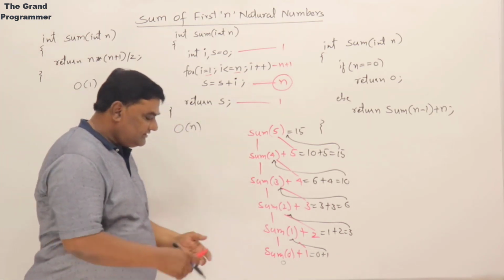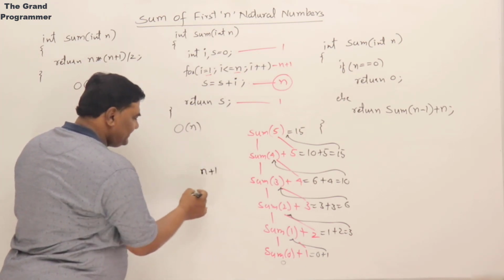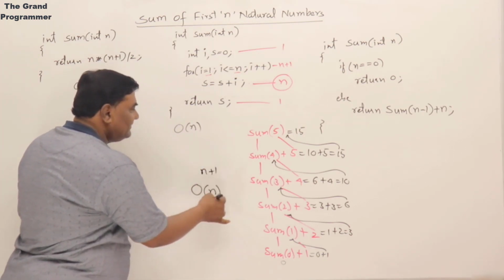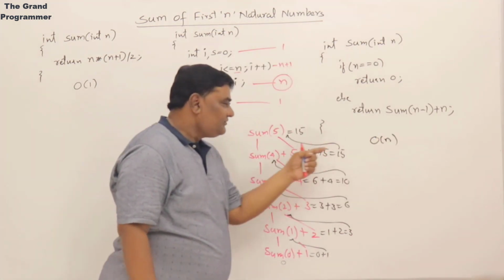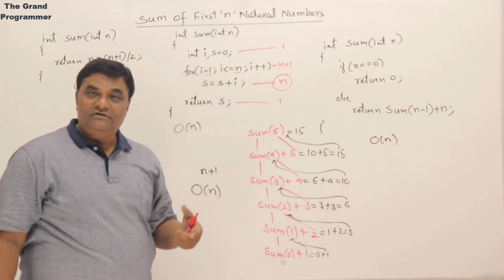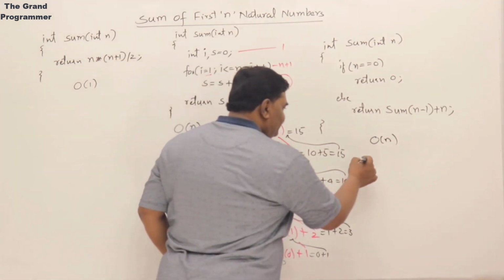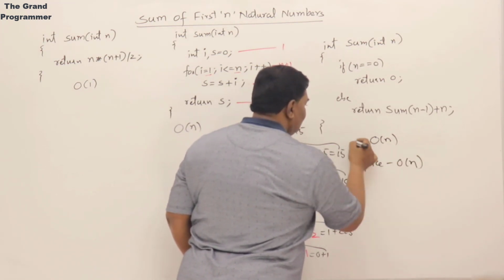There are total 6 calls. So for value of 5, there are 6 calls. So for value of n, there will be n plus 1 calls. So it is order of n. So the time taken by this function is order of n. But space is also 6 times for the value of 5. So the space is also n plus 1. This is time.